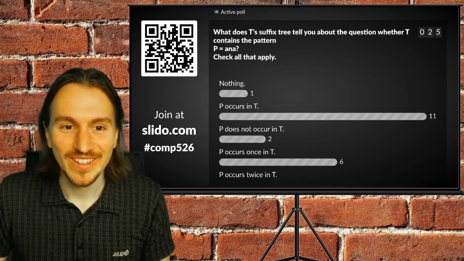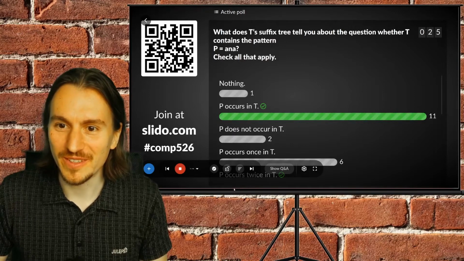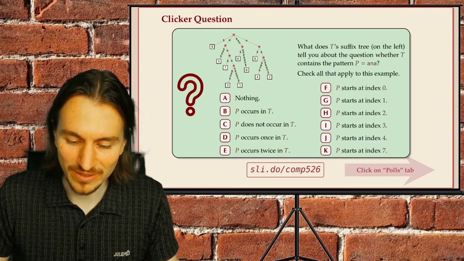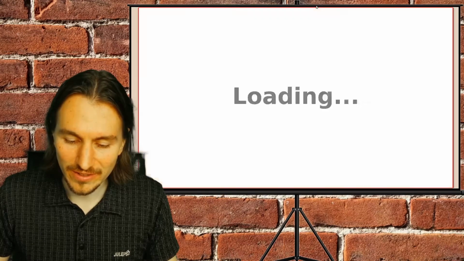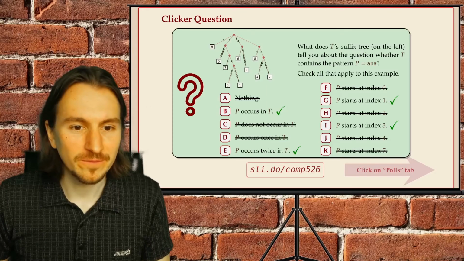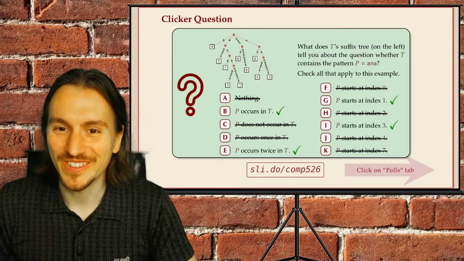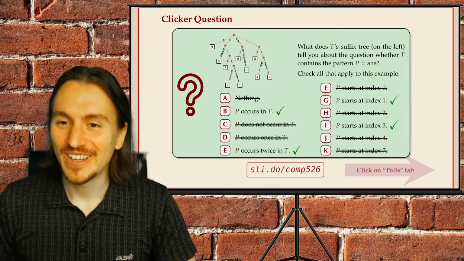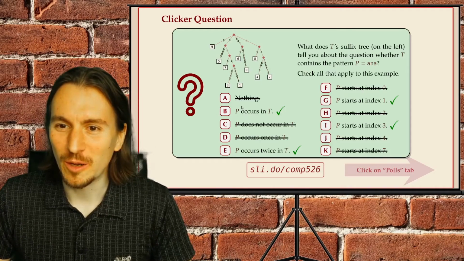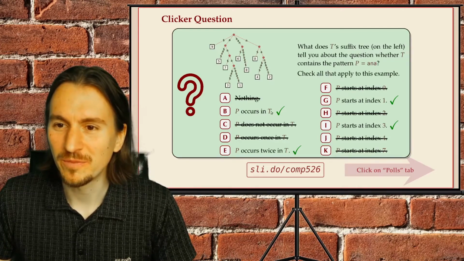Okay. I think I'll just show these and we'll discuss them on the slides because it's a little nicer to have the tree alongside it. Yeah, so probably should lock this now, otherwise you keep changing your mind. It doesn't tell you nothing. That would be a bit useless. It does tell you that P occurs in T in this case.